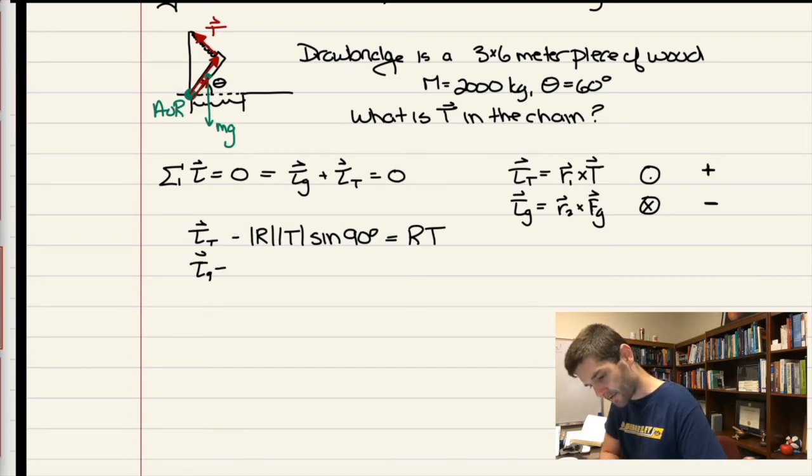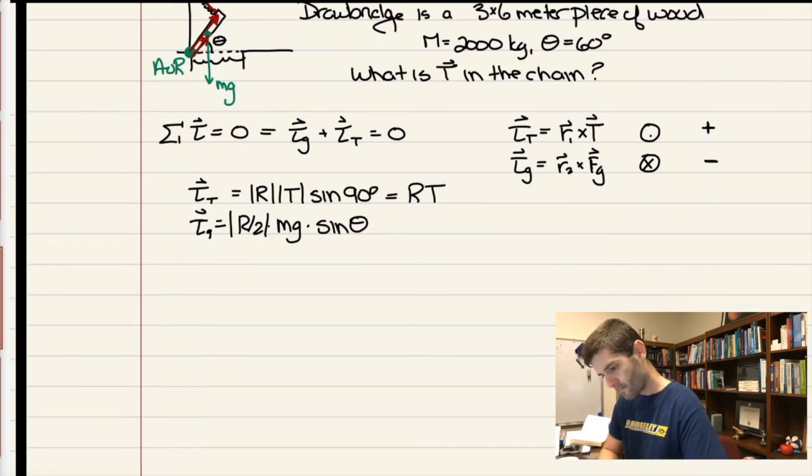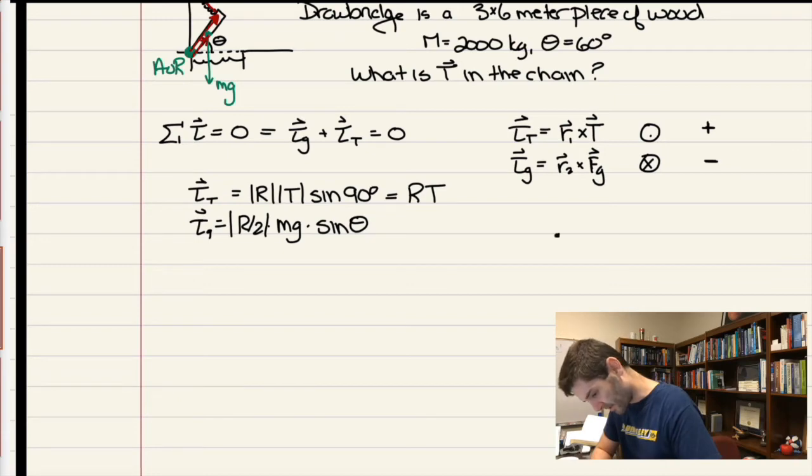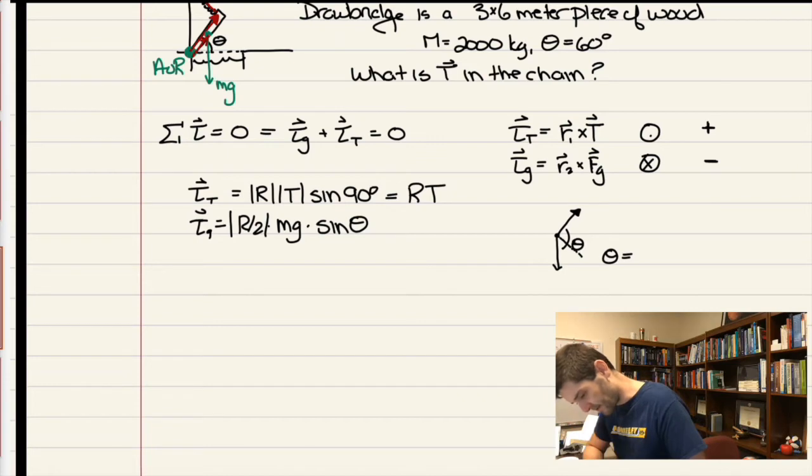So if we look at the gravitational torque, that is not the full length of the drawbridge, but it looks like it's R over 2 times the gravitational force, mg, times the sine of some angle between them. So we can look at the angle that is made between the moment arms. The moment arm looks like it's pointing out in this direction, and then gravity is pointing straight down, and this is the angle between them, which is greater than 90 by some amount. And I'll let you think about it, that this angle is 90 degrees plus 60 degrees.